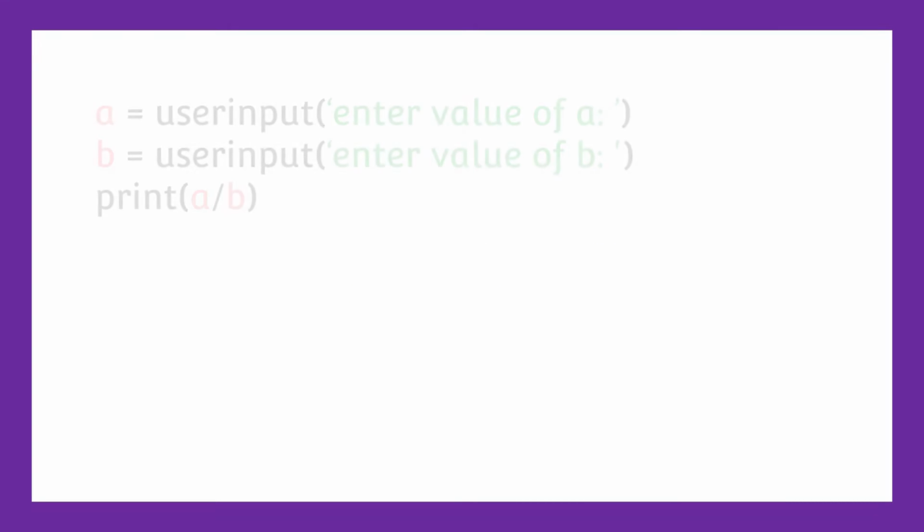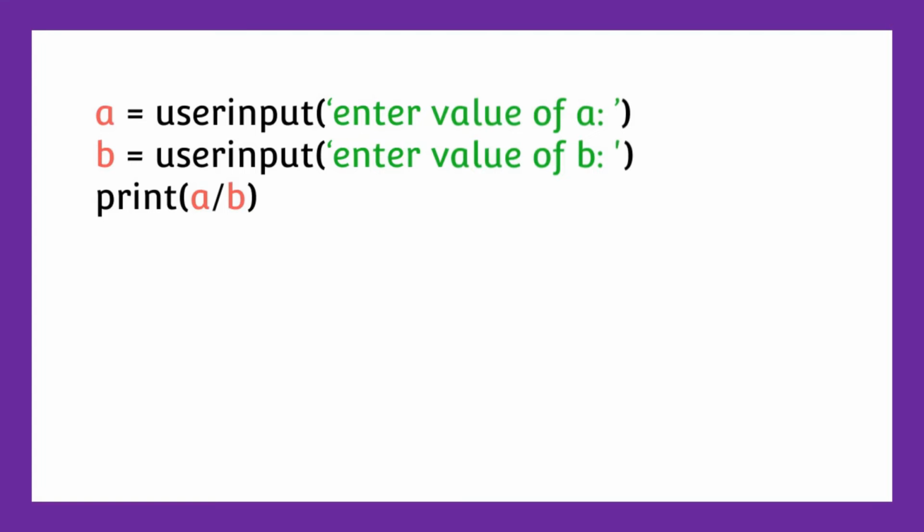Let's say we have this code which takes two numbers from the user and divides them. Now this code is suspicious. It can crash our program if the user types 0 value for b. In such a case, our program should not crash. Instead, it should simply say cannot divide the numbers.